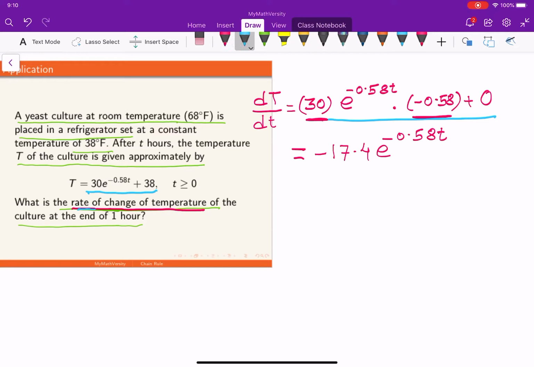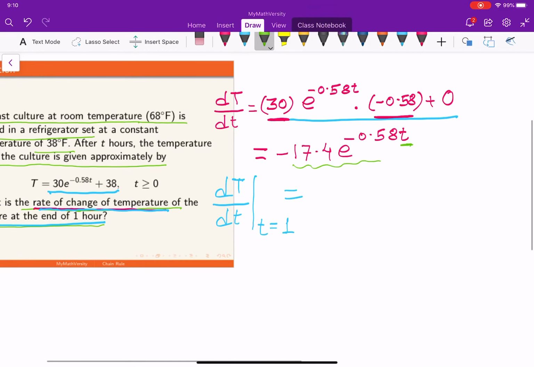But our main job here is to find the rate of change of the temperature of the culture at the end of 1 hour. That means we need to find the derivative of T with respect to time when the time is 1. We already have the rate of change function, and it depends on the time t. So we just need to evaluate that at t equal to 1.